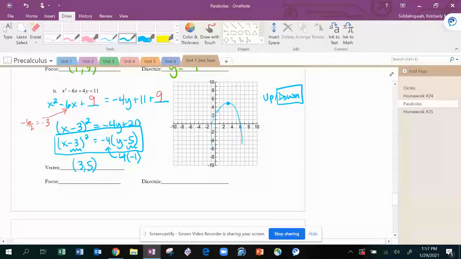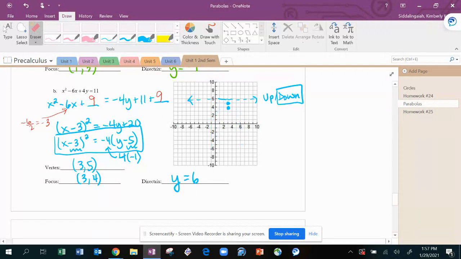So it's probably going to look something like that. Again, I put the sketch in just to visualize what's going to happen. So the p-value being a -1, we've taken care of the negative because it opens down. But now the 1 part. So focus is inside, directrix is back behind. So I look at the graph, that's the point (3, 4). There's my focus. And directrix, since it's a horizontal line, is going to be y equals 6.